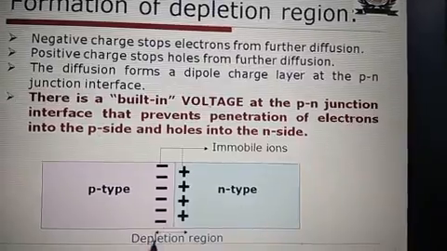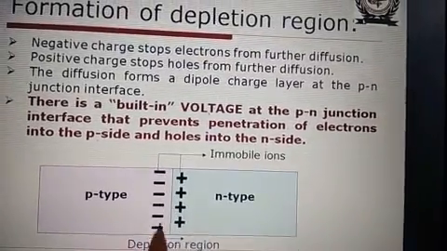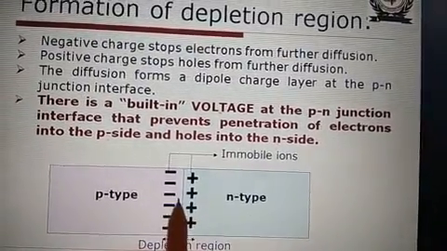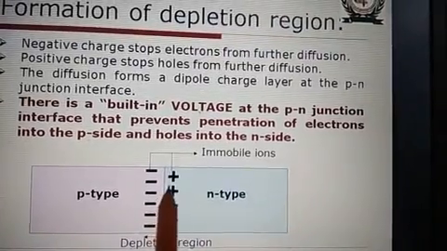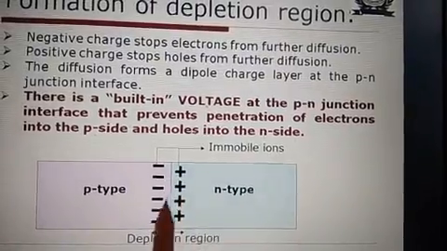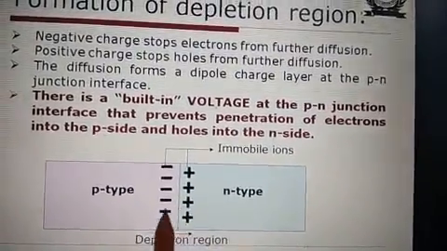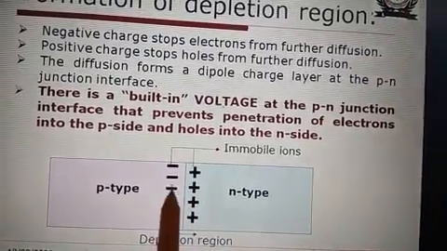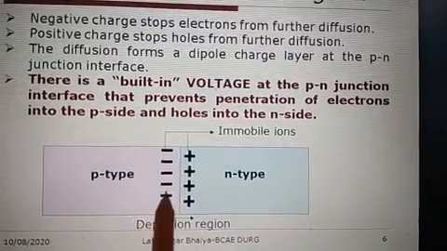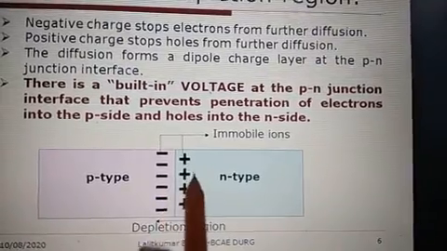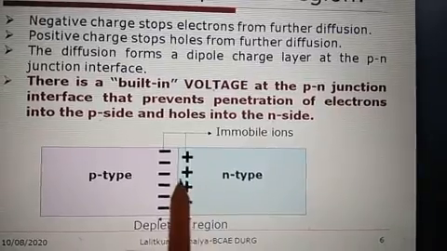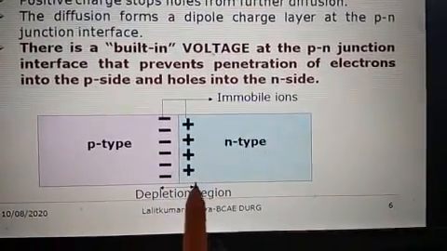You can see this one. These are called immobile ions. These are fixed. The diffusion forms a depletion charge. Diffusion forms a dipole charge layer at the p-n junction interface. There is a built-in voltage at the p-n junction interface that prevents penetration of electrons into the p side and holes into the n side.